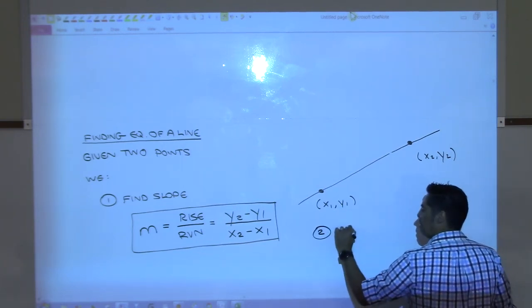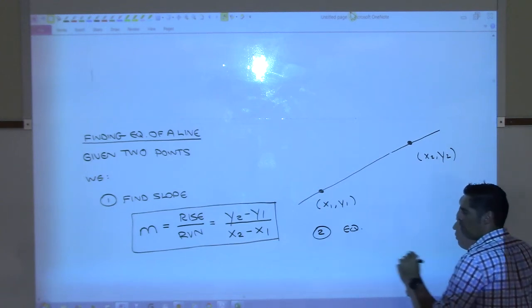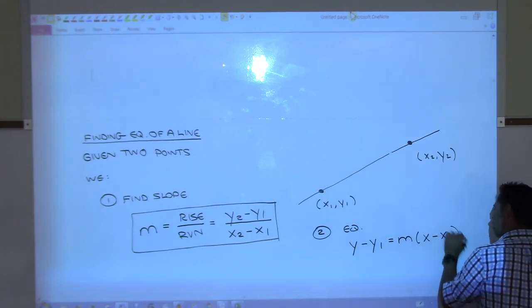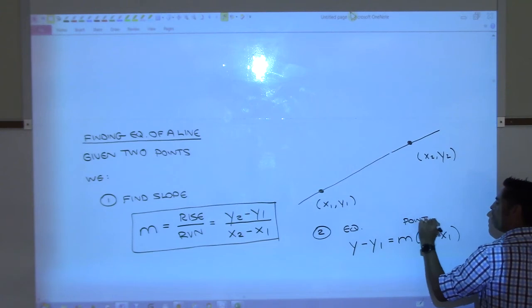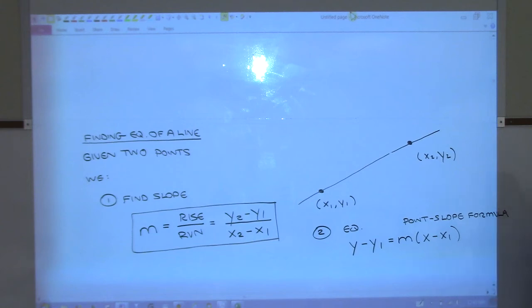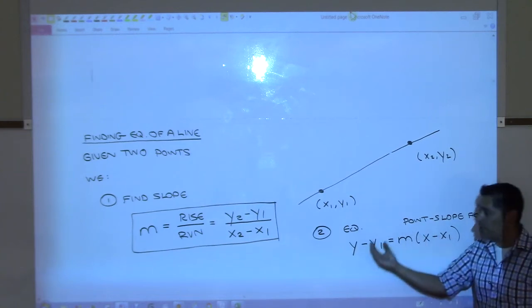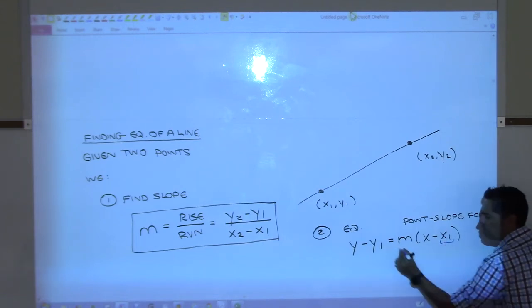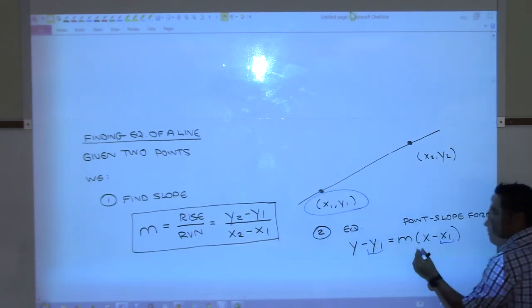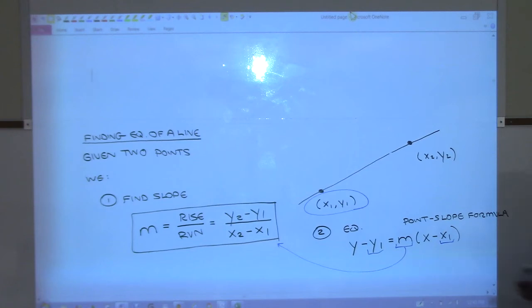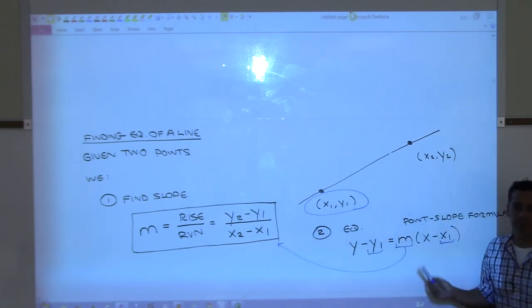The next thing we need to find is the equation, and for the equation we use this formula: y minus y1 equals m times (x minus x1). This is called the point slope formula. They call it that because in order to use the formula, you need two things. You need a point, in this case x1, y1, and then you need the slope m, which we get from that formula right there. So as long as you can calculate the slope and use one of these points, we can find the equation of a line.